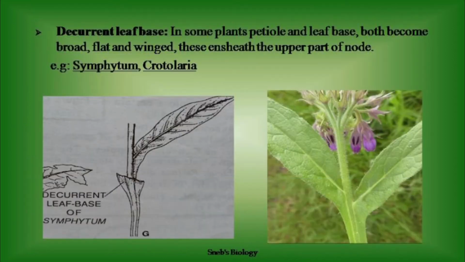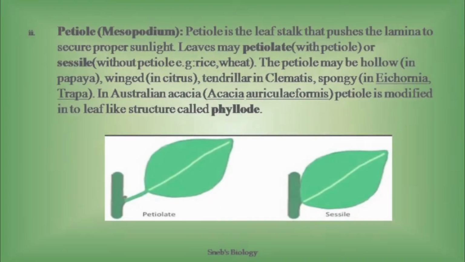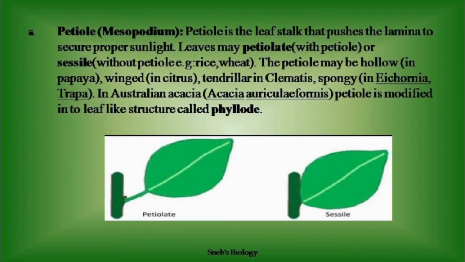Next, the third one is decurrent leaf base. In some plants, the petiole and leaf base both become broad, flat and winged. This sheathes the upper part of the node. For example, Symphytum. Next comes the petiole or mesopodium.